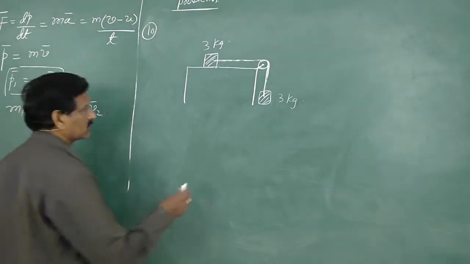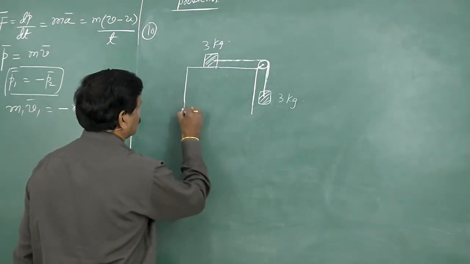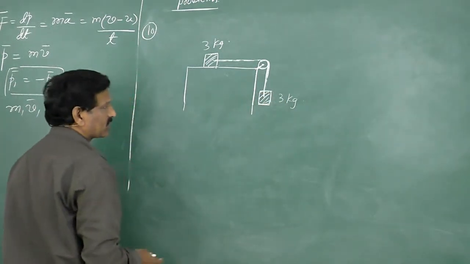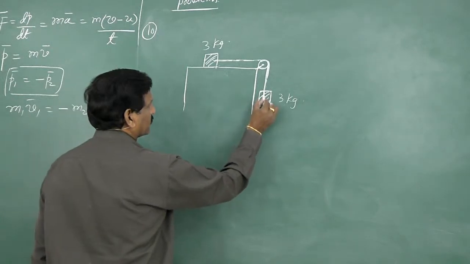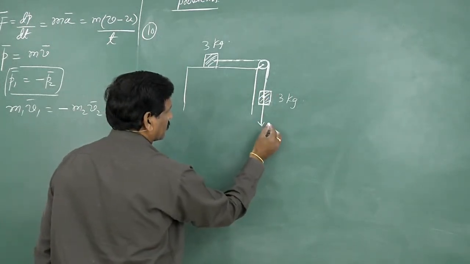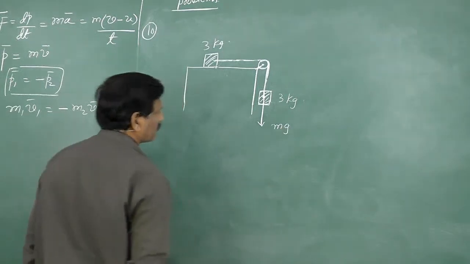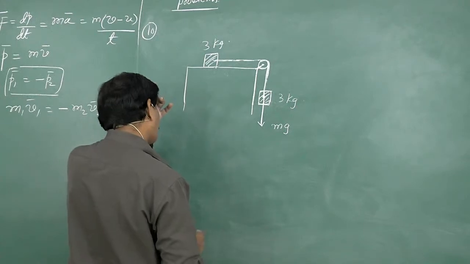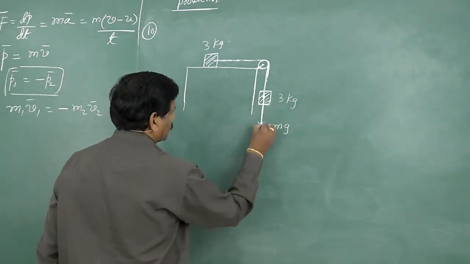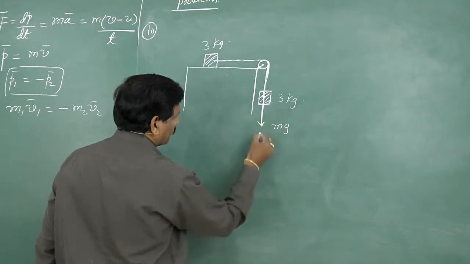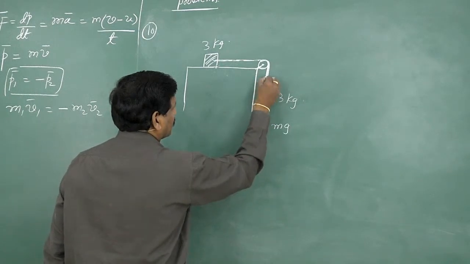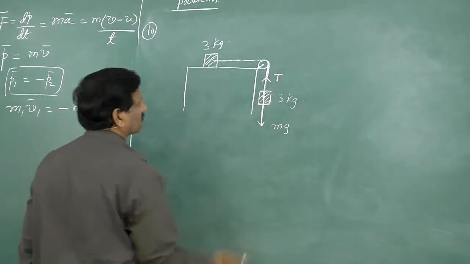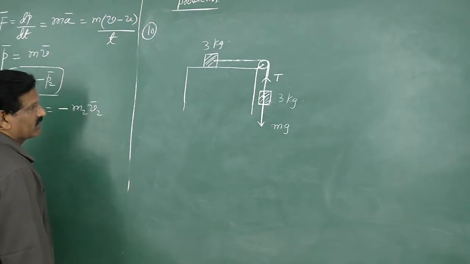For this you take a free body diagram on the two masses. If you take this mass, what are the forces acting on this body? So here mg, this is one force acting on this body. Weight of the body acts vertically downwards. Then because of this, tension T is created in the string.